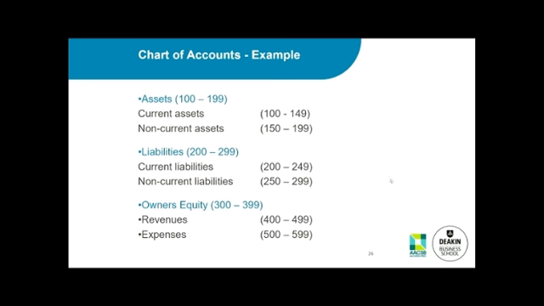So this is just an example. These are not the ones that you have to use, but they're just an example of a system. So in this system, we're going to allocate all the 100 to 199 items as assets. Furthermore, we're going to divide those assets between current and non-current. So the current ones will fill the first 50 categories, and the non-current will fill the remaining 50.